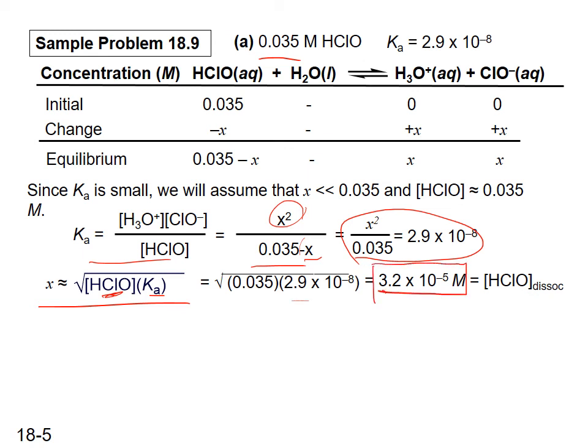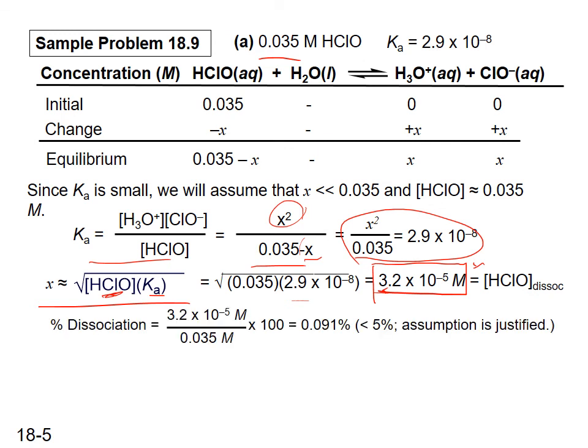If you compare with the last slide, it's much smaller than the dissociated acid when the initial concentration is higher. So let's calculate the dissociation percent. This is the percentage, 0.091%. Again, this justifies our assumption that X can be omitted in this equation.